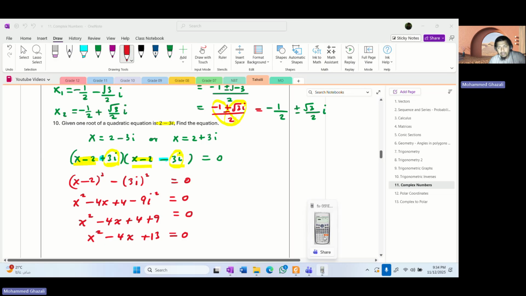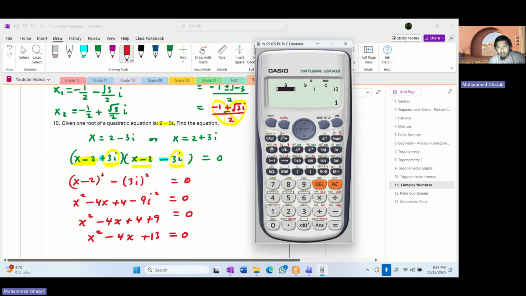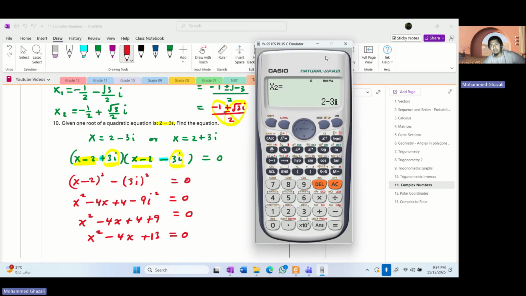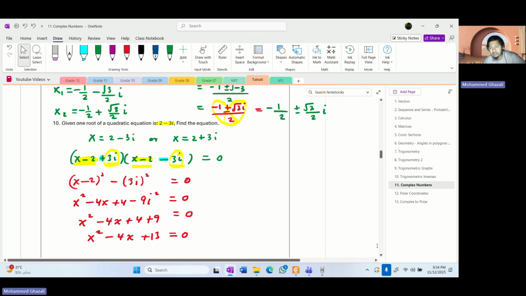Let's double check it. So you go to mode, that's 1. The value of a is 1, the value of b is negative 4, and the value of c is 13. And see, we got 2 plus 3i and 2 minus 3i. And they told us one of the roots is 2 minus 3i. That will always be the case, okay? Hope you guys are understanding. Let's move on to the next question.